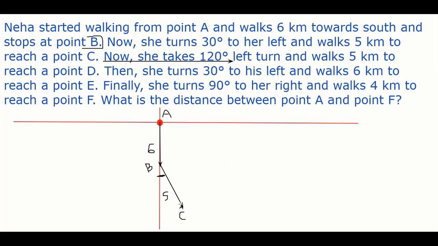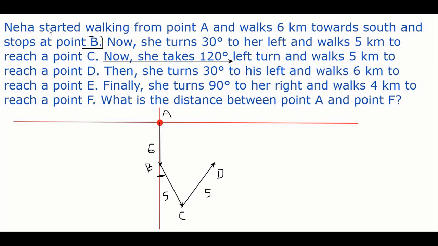Guys, see, this is the reference point again. This is a straight line. 90 is this angle, correct? Yes, sir. So 120 would be like this. It will be the same because it is 5 again. This point is D. Then she turns 30 degrees to her left and walks 6 kilometers to reach a point E.